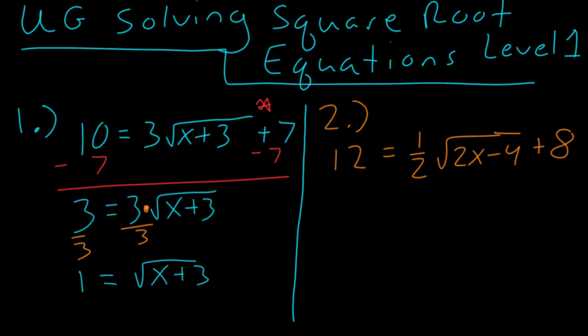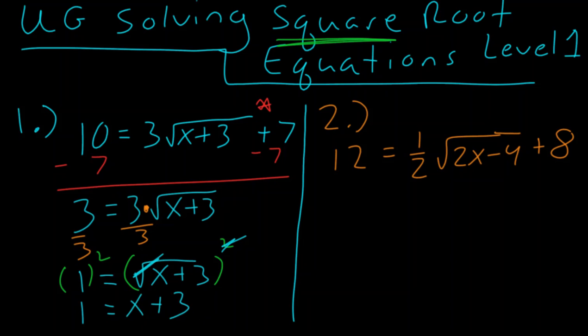Now from here, I ask myself, how do I get rid of a square root? And the answer is in the question. To get rid of a square root, you simply have to square the problem. So I square this side, I square this side. I know that 1 squared is really saying 1 times 1, which is equal to 1, equals, and the square root and the square cancel, and I'm left over with x plus 3.